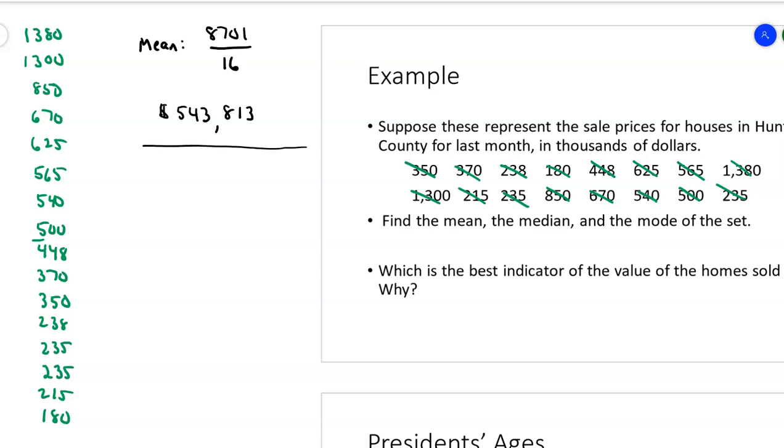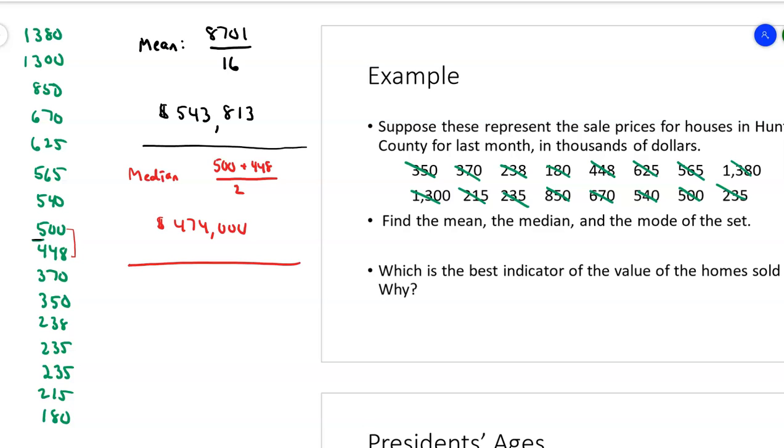Notice that when I was counting them up and down, I put a little mark at the halfway mark. This set of data has an even number of items in the set, so I can't just look at the one in the middle because there is none in the middle. So what I do is I take the average of the two in the middle. So for the median, there is no housing price that's exactly in the middle, so take the average of the two. So 500 plus 448 divided by 2 gives me 474. So the median housing price, $474,000.